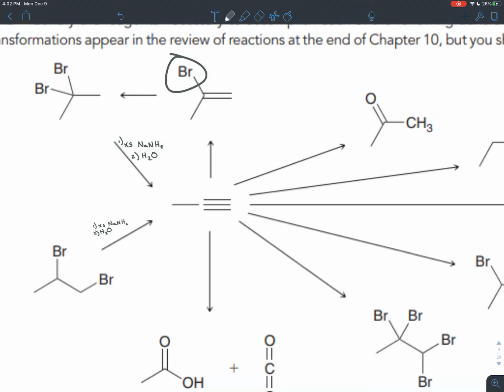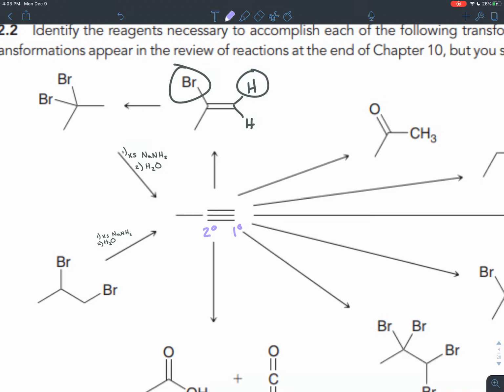And both a bromine and a hydrogen are added. This had 1 hydrogen to begin with, this one has 2, so that means we added a hydrogen there. Notice that the hydrogen went to the less substituted carbon. In the original molecule, this carbon on the end is just bonded to 1 carbon, so that's primary, and this carbon in the middle is bonded to 2 carbons, so that is secondary. The hydrogen went to the less substituted carbon. That's Markovnikov addition.